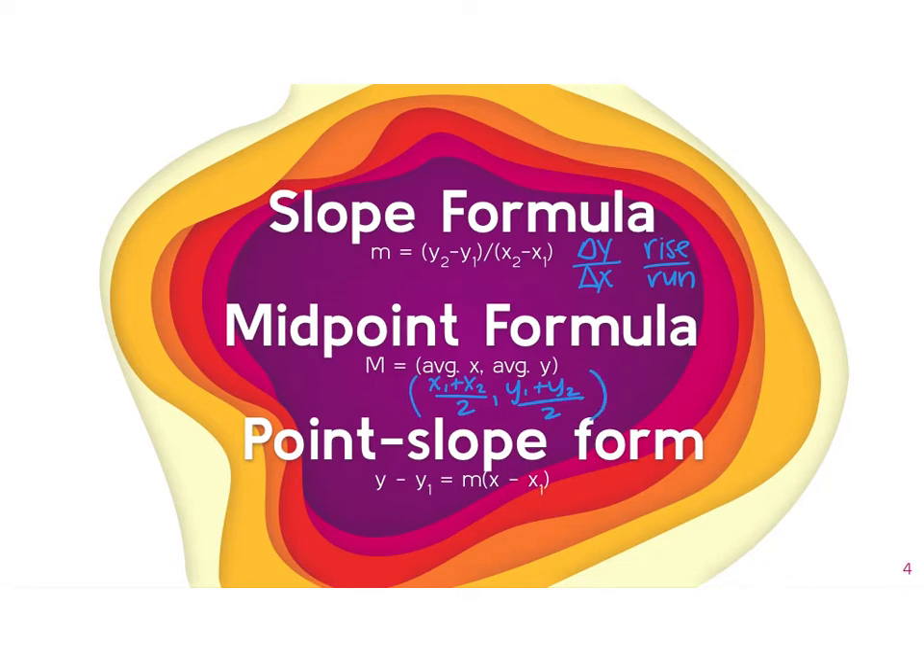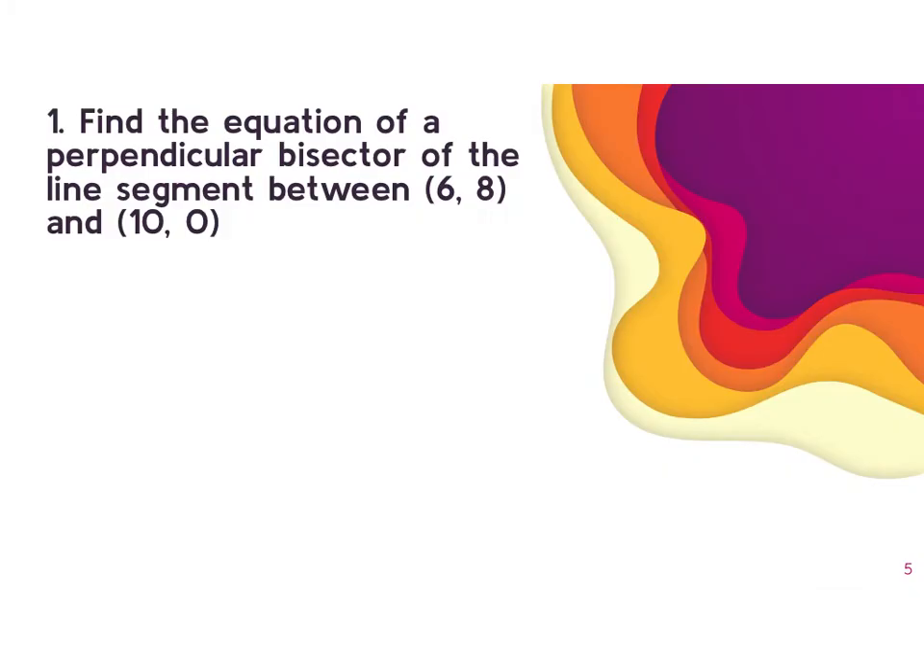Then you're going to take both of the things you find from the slope and the midpoint formula, and you're going to plug them into the point-slope form of an equation. So y minus y1 equals m times (x minus x1). So let's practice. Example number 1. Find the equation of a perpendicular bisector of a line segment between (6, 8) and (10, 0).